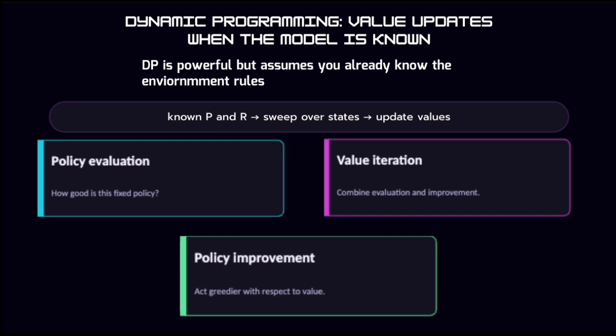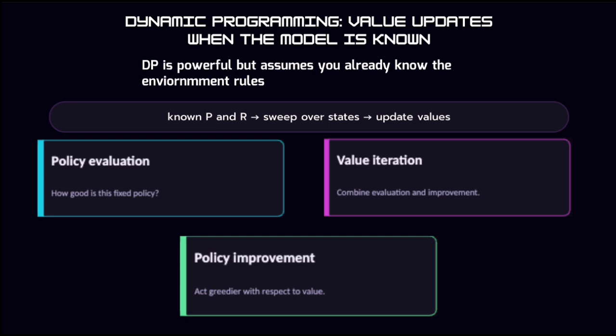If you know what can happen from each state and action, you can sweep over the states and improve your estimates. So, policy evaluation asks, if we follow this fixed policy, how good is each state? It judges a behavior rule. Policy improvement asks, given these values, how can we choose better actions? It improves a behavior rule. Policy iteration alternates between those two processes. Evaluate the policy, improve the policy, then evaluate again.